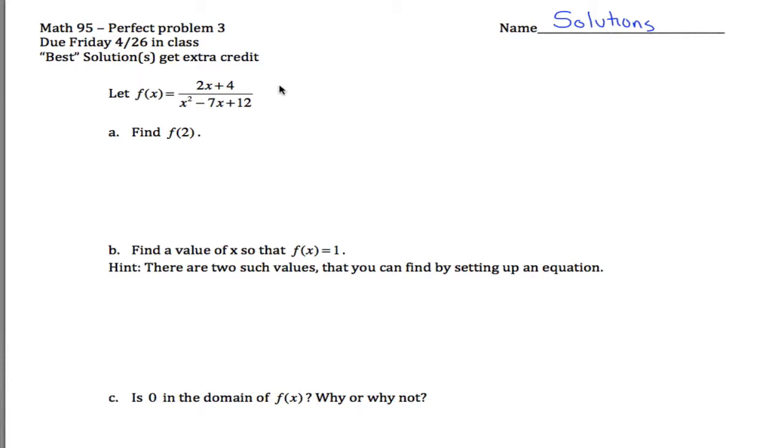Alright, here are solutions for perfect problem 3 for Math 95. We're given this function, f of x equals this mess. In this first problem, we're asked to find f of 2. And probably the hardest part about finding f of 2 is knowing what this notation means.